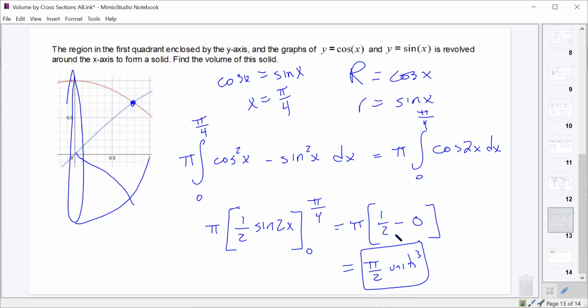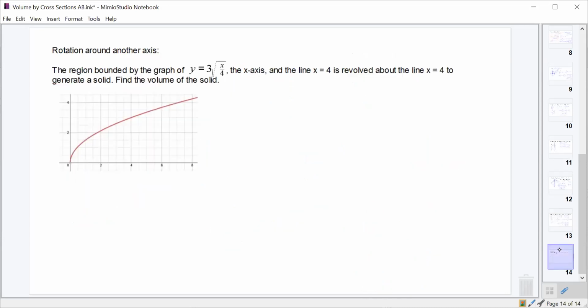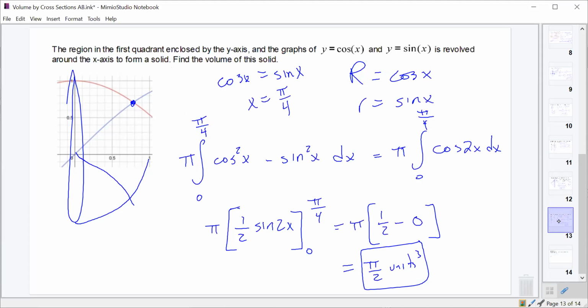Yeah. Great. You really need to know the super simple trig stuff, everyone. I should be able to ask you what's cosine squared minus sine squared, and everybody in the class should say, oh, it's cosine 2x immediately. That's something you should have known already coming into this class. All right. We're going to stop with that one today. We're going to worry about rotating around other axes tomorrow and Thursday.